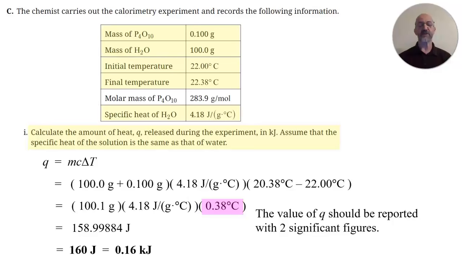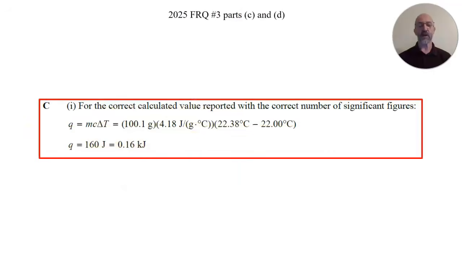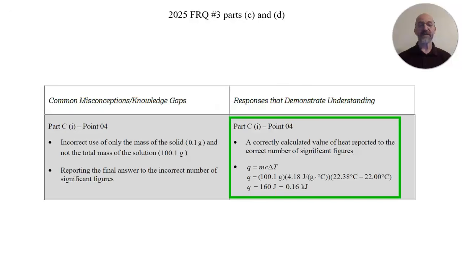Let's take a look at the official scoring guidelines for this question. So you can see on the official scoring guidelines, and I will make sure that you have access to all of these questions and the scoring guidelines in the video description area, it says, for the correct calculated value, reported with the correct number of significant figures. So 0.16 kilojoules, that was the intended answer. So there's the intended answer highlighted in green on the right side of this slide.